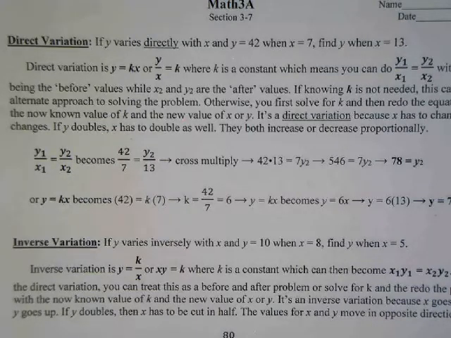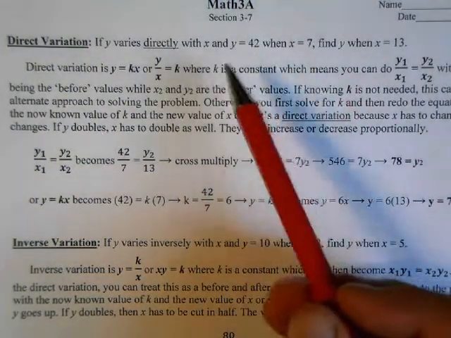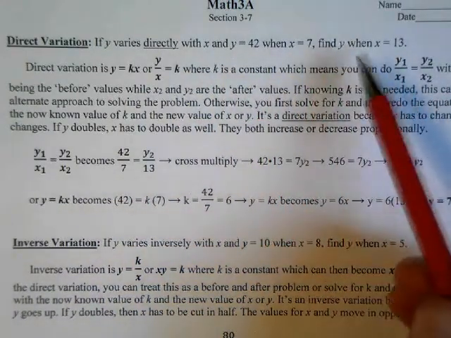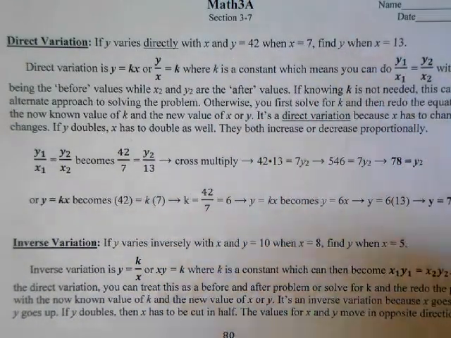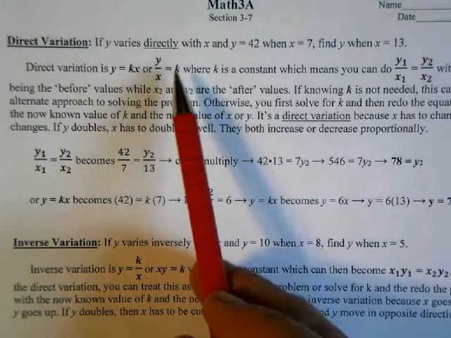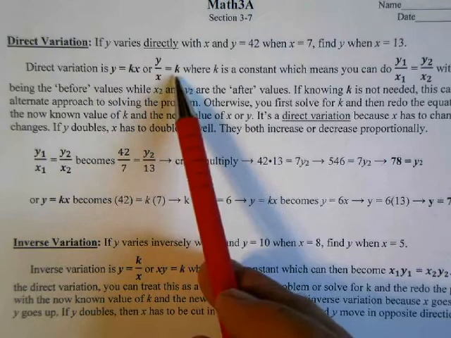Basically, this looks at two types of variation: direct variation and inverse variation. It's called direct variation basically when both items change in the same way. So, for instance, if y varies directly with x and y is 42 when x is 7, we want to find y when x is 13, we set up an equation that looks like this: y equals kx, or we can also set up, because k is just a constant, y over x equals k.